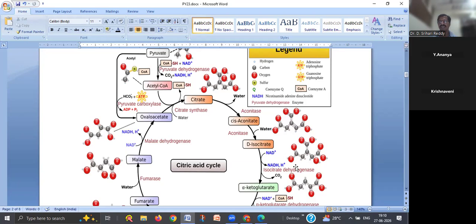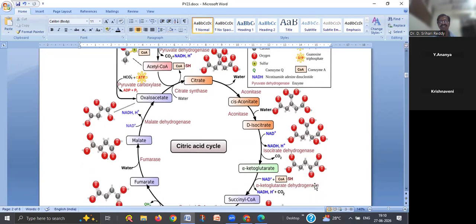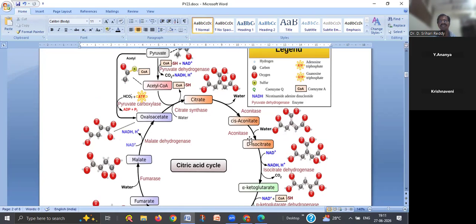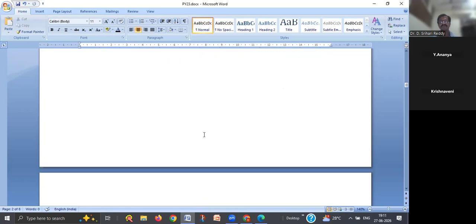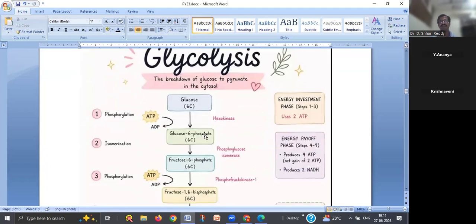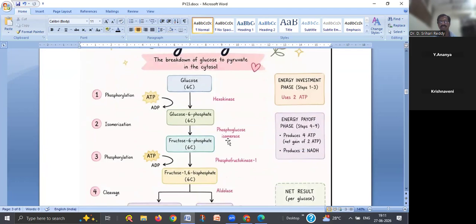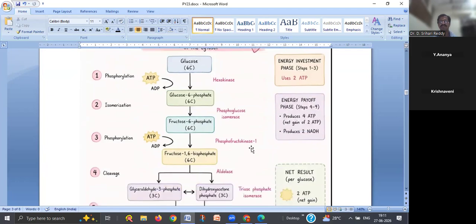And dehydrogenases, and decarboxylases also, because here isocitrate decarboxylase is also involved, because carbon dioxide is released in this reaction. And fumarase is also involved in this Krebs cycle. And if you see the glycolysis, in glycolysis the glucose is a substrate here, and hexokinase, phosphoglucose isomerase, and phosphofructokinase.